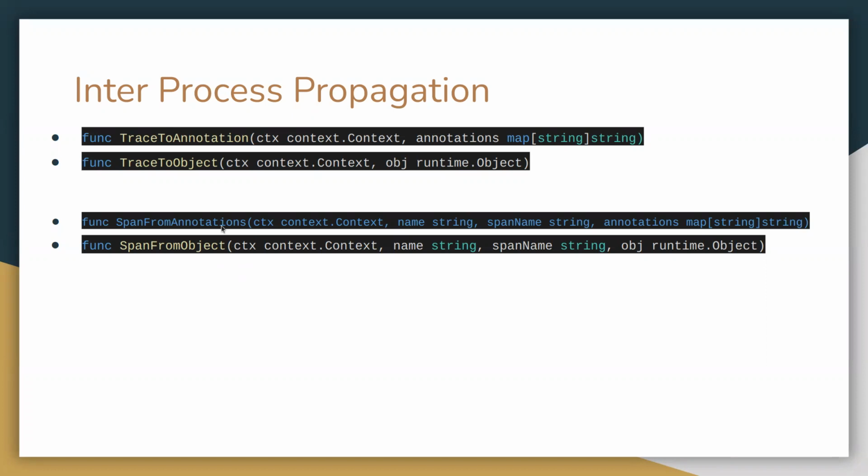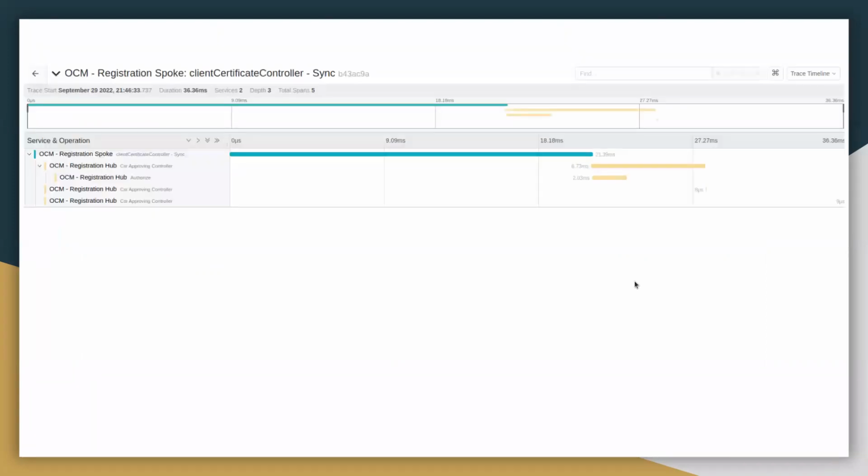And the span from annotation is also the same as the trace to annotation. It is a helper function to span from object. And this is span from object, like span from annotation. There is only one difference in the parameter. It accepts the annotation instead of runtime dot object. So in context of OCM, it will be looking something like this.